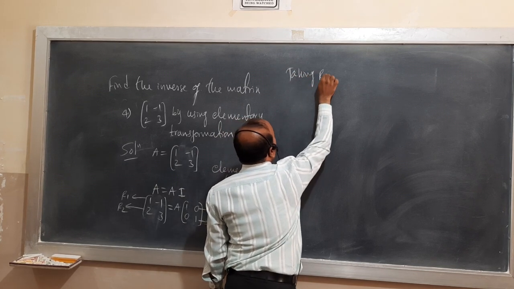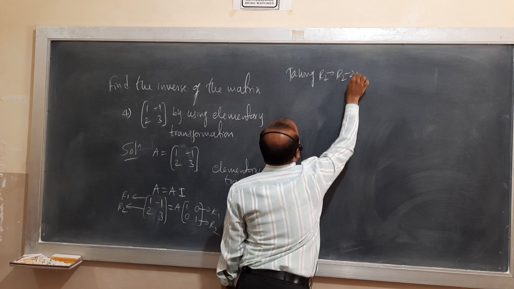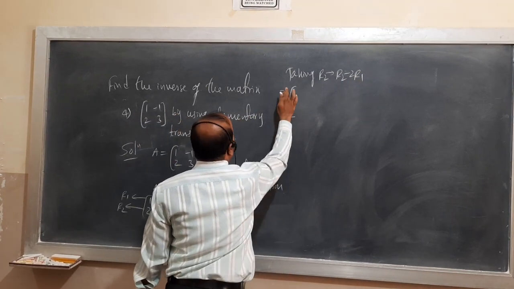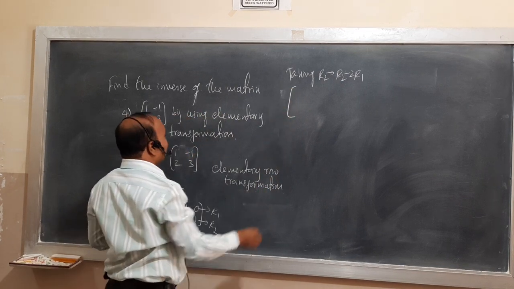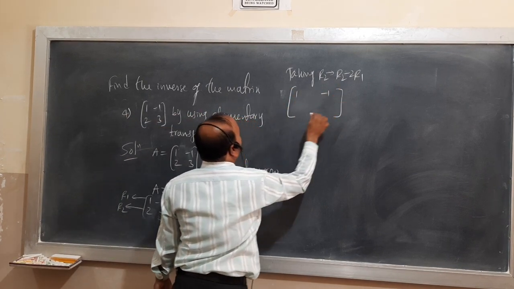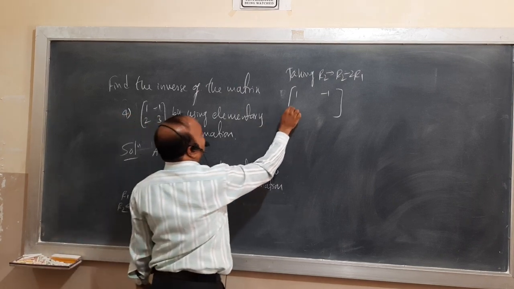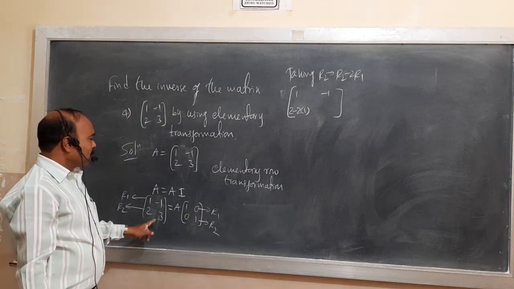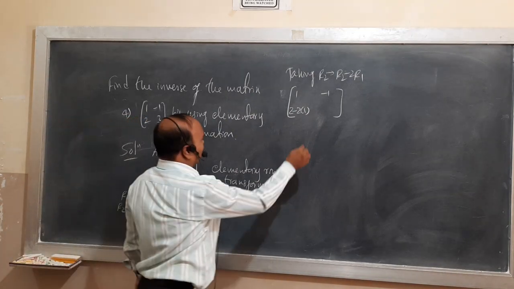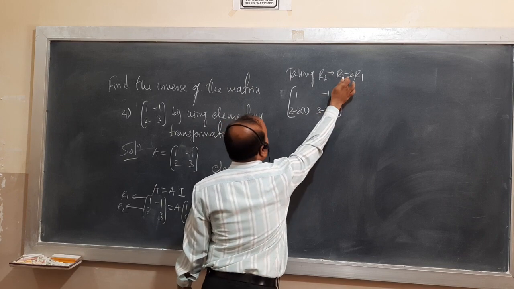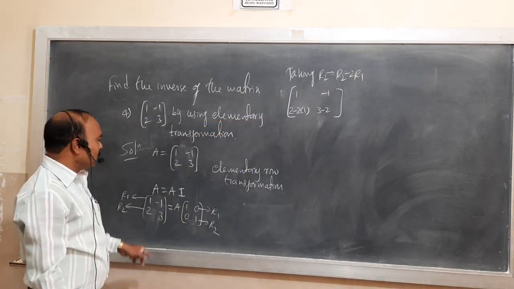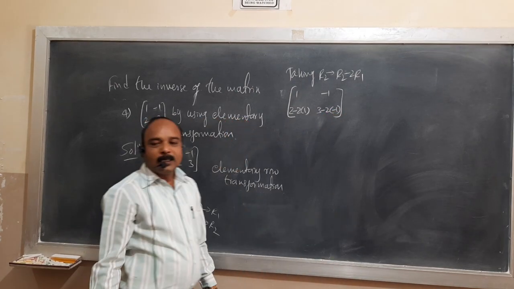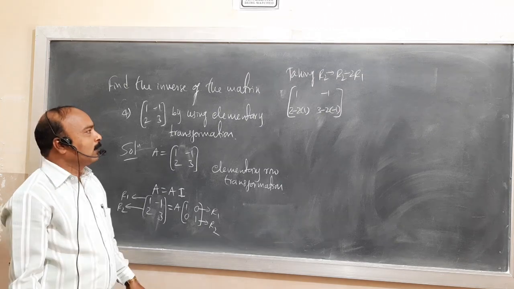take R2 equal to R2 minus 2R1. Then we get 1, minus 1 as it is, the first row. Second row R2 is 2, and 2 minus 2 into 1. It is R2 minus 2R1. Similarly for this element, first we write 3 minus 2 as it is into R1. R1 is minus 1, so we write it as minus 1. It is nothing but R2 minus 2R1.